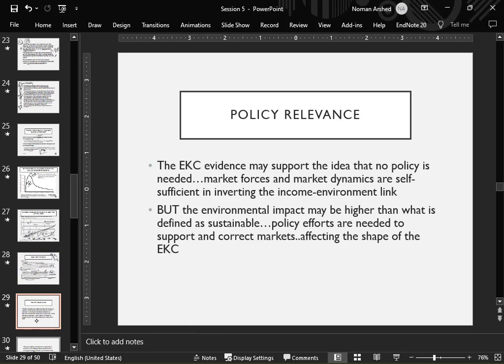What is policy relevance? So EKC evidence may support the idea that no policy is needed. We might not need to punish our economy with an assumption that it is harming our environment. Market forces and market dynamics are self-sufficient to intervene in this idea. Means after a certain time, it will automatically try to correct itself. Okay, but the environmental impact may be higher than what is defined as sustainable. Policy efforts are needed to support and correct the market.